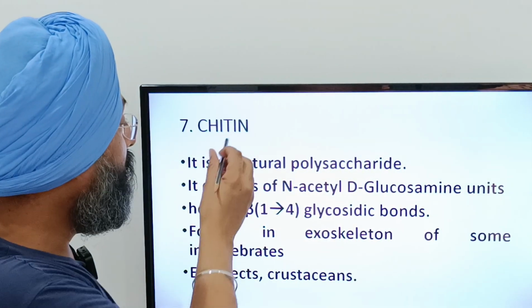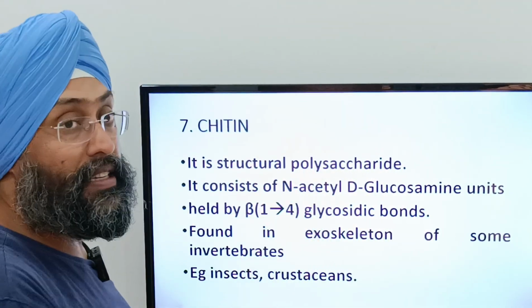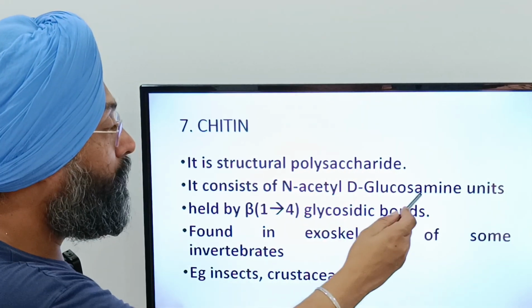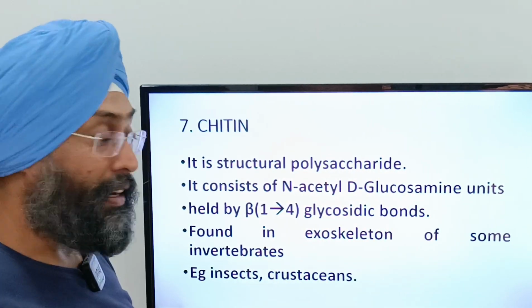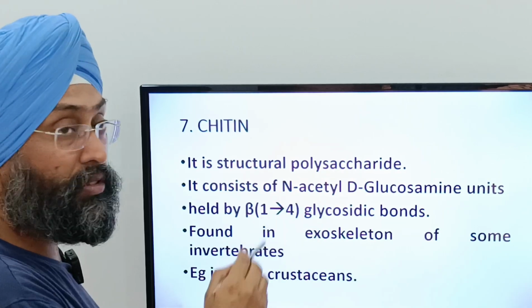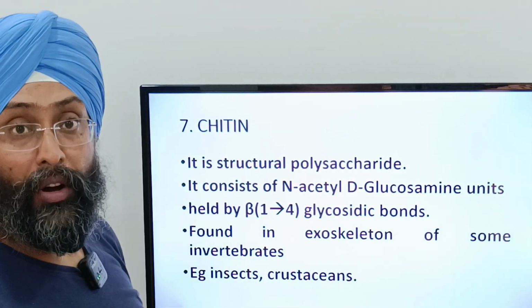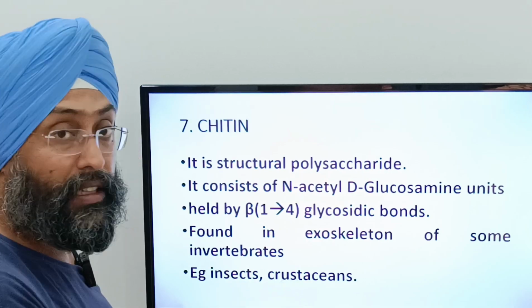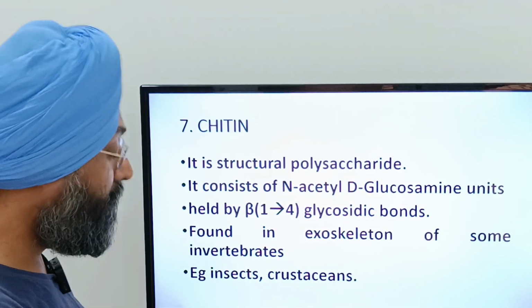Now next comes the molecule chitin, which is a structural polysaccharide, and it contains repeating units of N-acetyl D-glucosamine. The linkage is beta 1,4 glycosidic bonds. So where is it found? It is found in the exoskeleton of invertebrates, as well as insects and crustaceans. So that finishes our discussion of chitin.